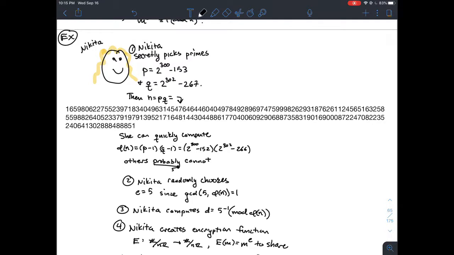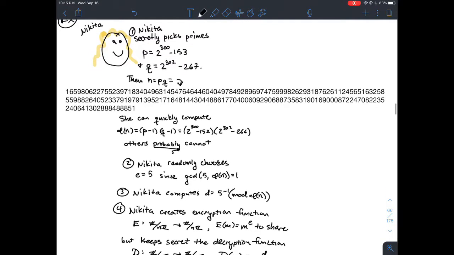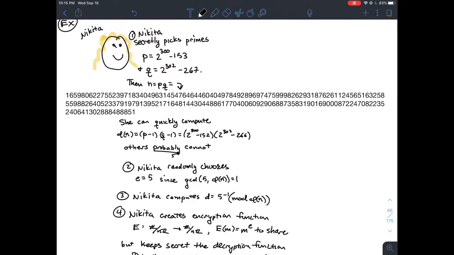The next thing Nikita will do is randomly pick a number that's relatively prime to phi of n, and 5 happens to work, just playing around with it. Now what Nikita wants to do is figure out the inverse of 5 mod phi of n, and we'll call that d.